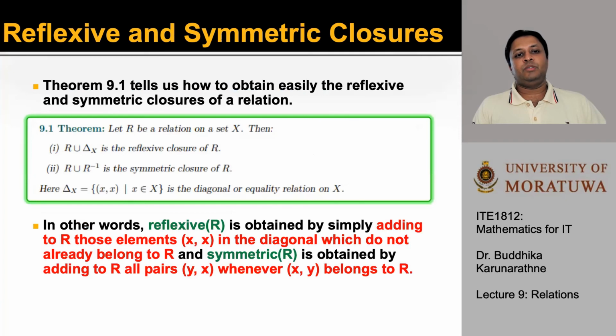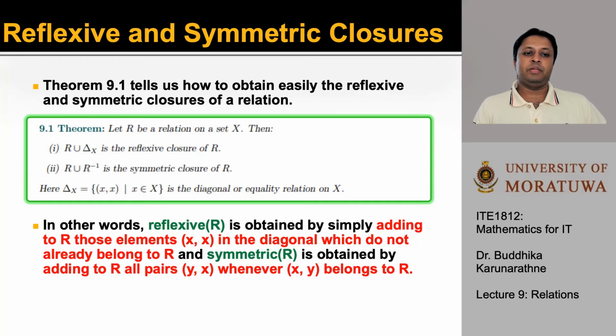And now going into specific closures, reflexive and symmetric closures. So we introduce a theorem which tells us how to obtain easily the reflexive and symmetric closures of a relation. So what does this theorem tell us? So let R be a relation on set X, then number 1, R union Δ_X is the reflexive closure of R, and number 2, R union R inverse is the symmetric closure of R.